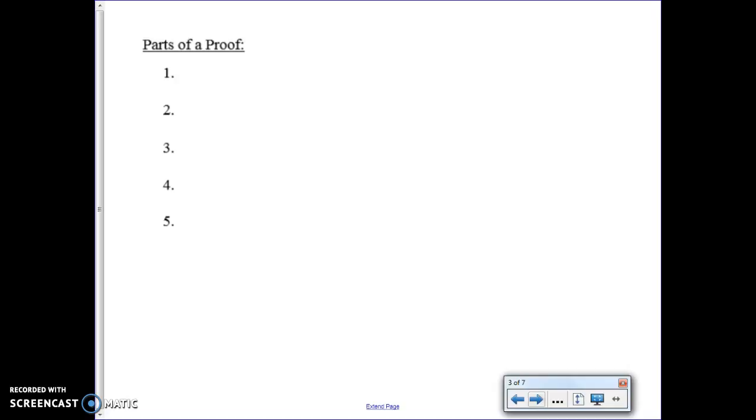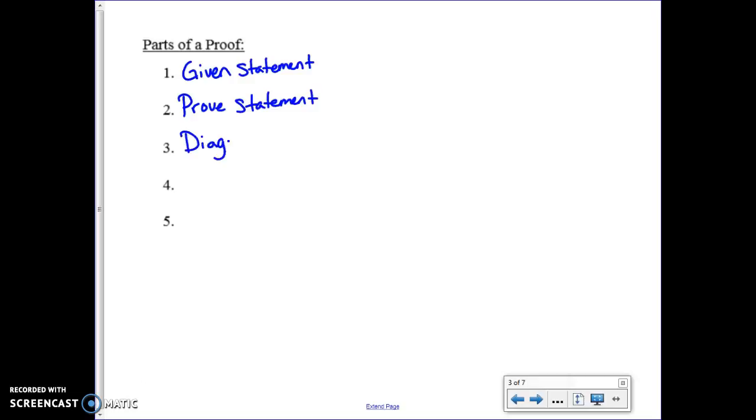Parts of a proof. So just like with your algebraic proofs, we start with our given statement. One thing that we didn't have explicitly listed with our algebraic proof was our prove statement. Our prove statement is where are we going? How do we know what we've proven? You can have a diagram. Lots of times you will have pictures to help depict what it is that you are proving.